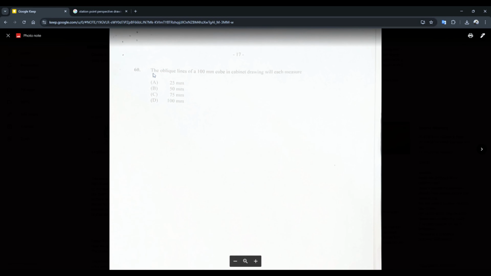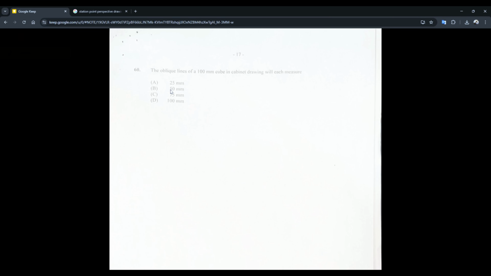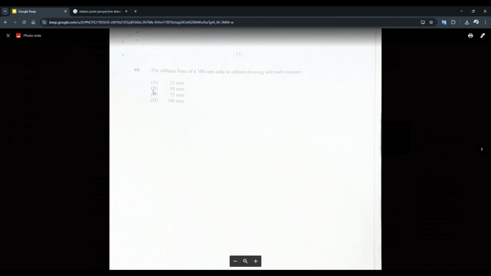And number 60, the oblique lines of a 100 millimeter cube in cabinet will measure what? All right, so we know that in cabinet oblique, the receding lines are drawn to half length. So if the cube is 100 millimeters, it means that all the sides are the same length. So half length will be 50. So number 60 is B, 50 millimeters.